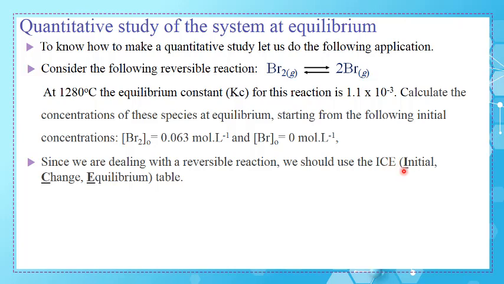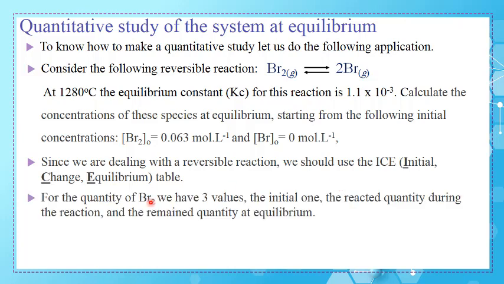What is the ICE table? I for the initial, C for change, as you can see here, and E for equilibrium. Why? Because for the quantity, for example, of Br2, which is a reactant, we actually have three values: the initial one that is given here, the reacted quantity during the reaction that we have to determine, and the quantity remaining at equilibrium.